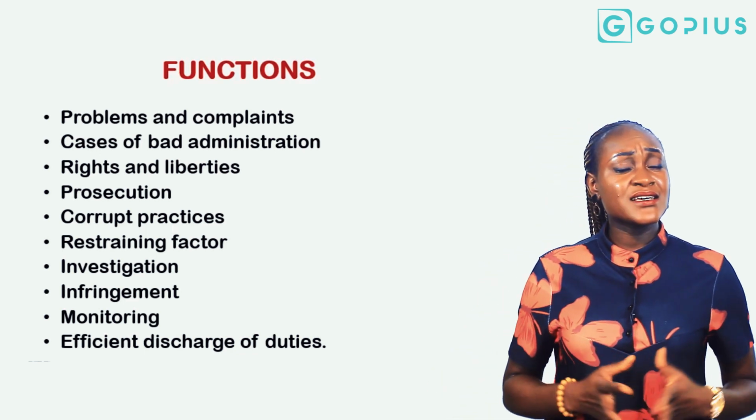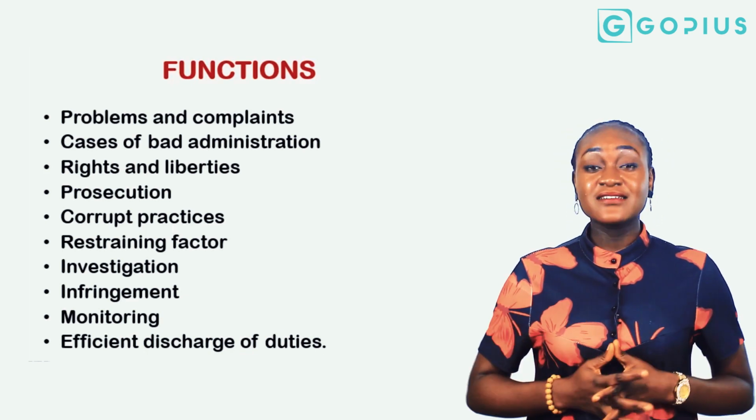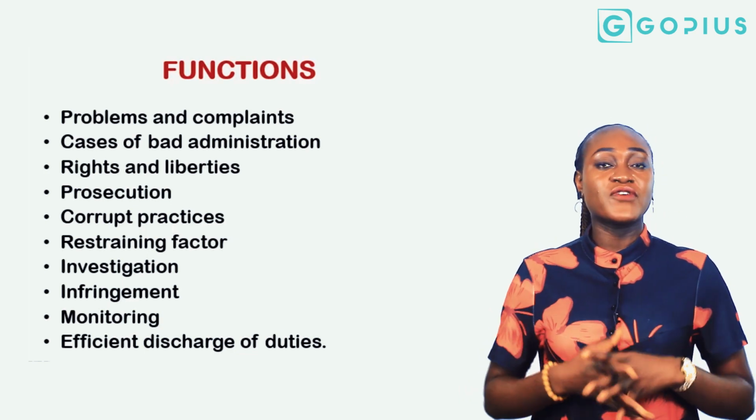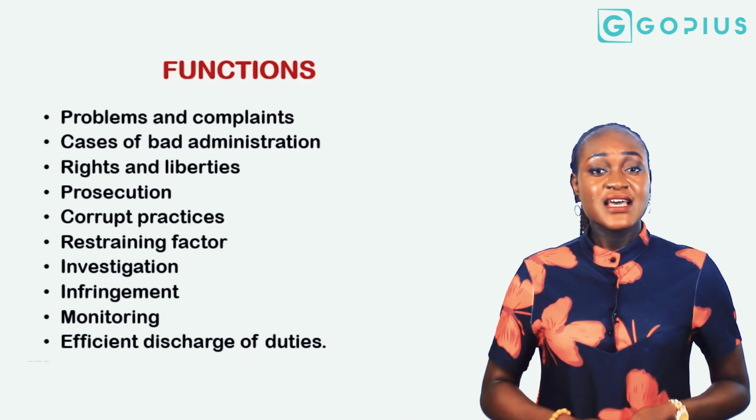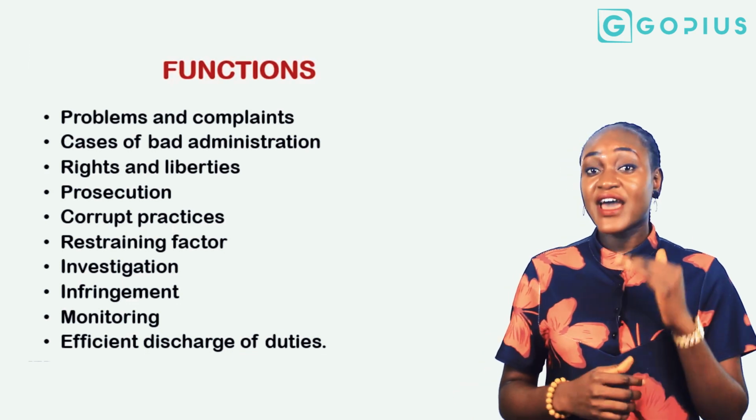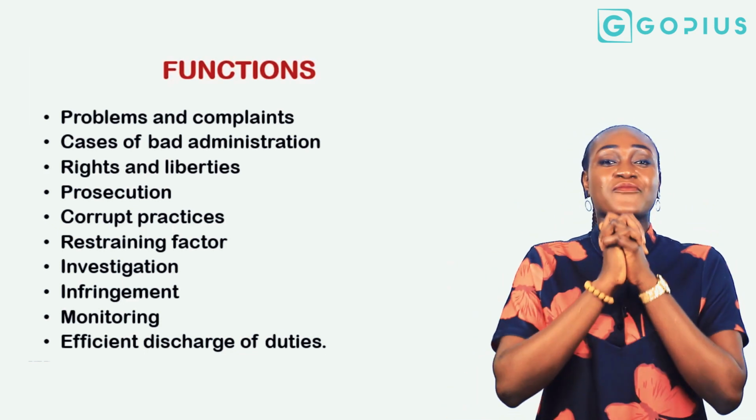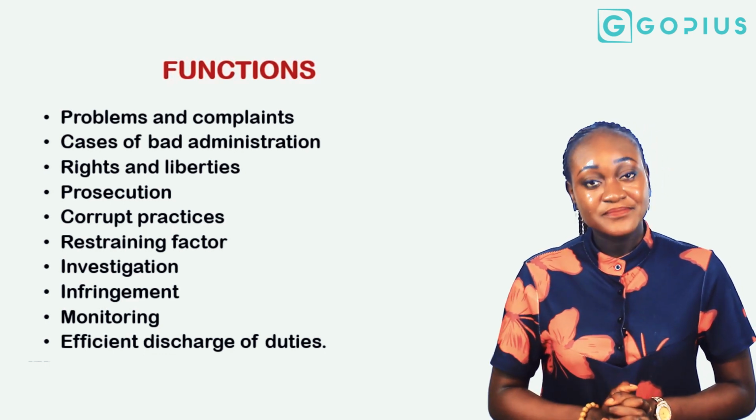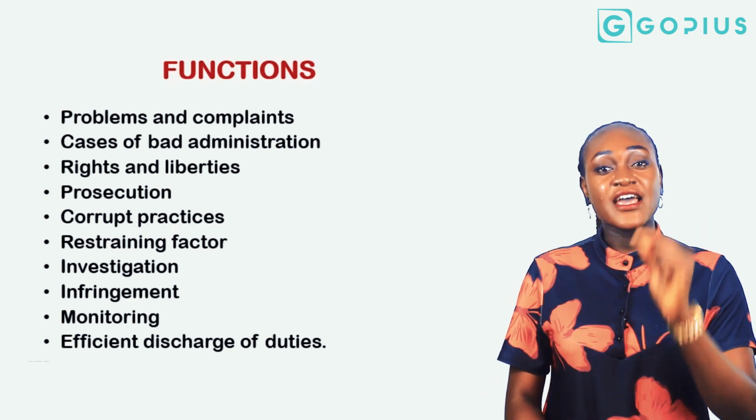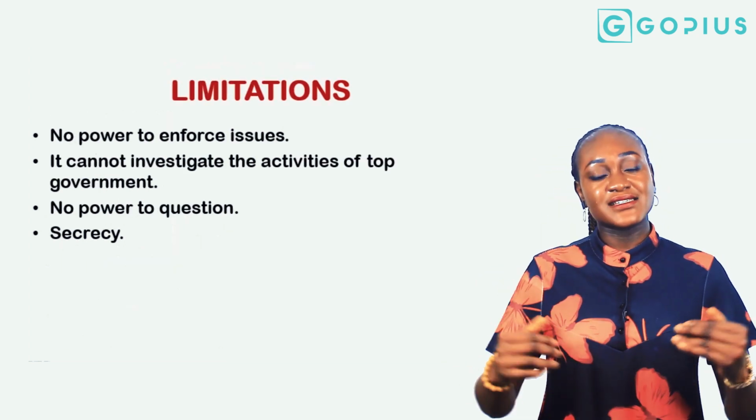Again, prosecution. In instances where we have erring members, they have the right to prosecute those people. They also ensure that corrupt practices are not incorporated in the functioning of the commission. They also have restraining factors. They investigate allegations. They also ensure that infringement on the constitutional rights and provisions of citizens are not disrupted and trampled upon. They also monitor the activities of the civil servants and ensure that there is an efficient discharge of duties.